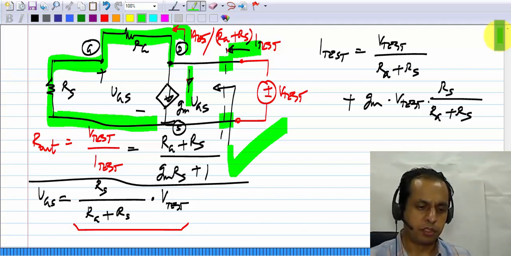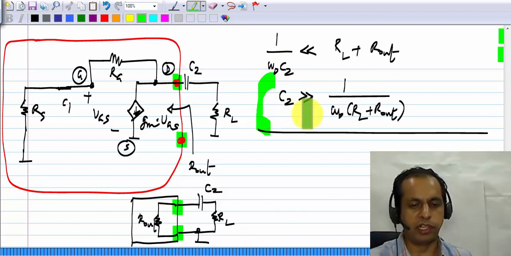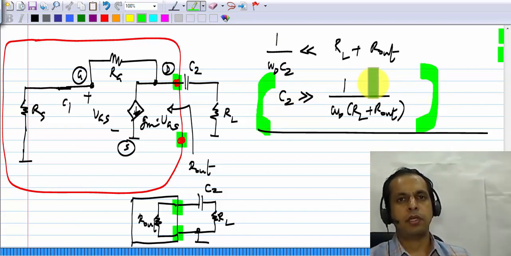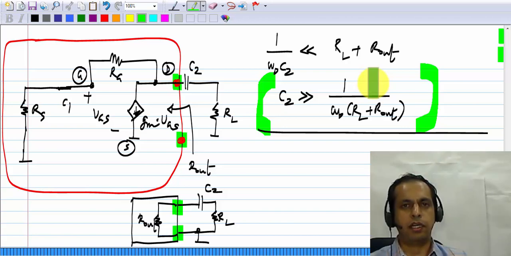So once you calculate the output resistance, all you have to do is calculate the constraint on C2 using this, and C2 to be much larger than that one. So that completes our treatment of the common source amplifier using drain feedback, and it works as a common source amplifier provided RG is sufficiently large. We have calculated what that is, and also we have calculated the constraints for the AC coupling capacitors.